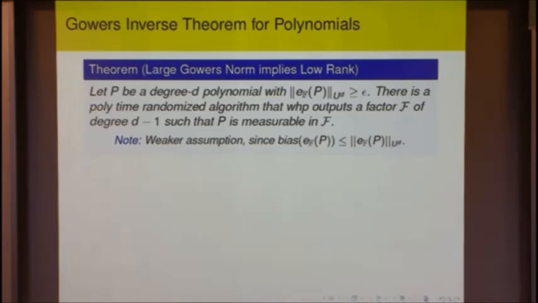So then there is a polynomial time randomized algorithm that again outputs a factor of degree d minus 1 such that p is measurable with respect to that factor. Okay.